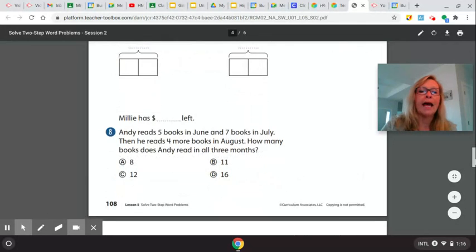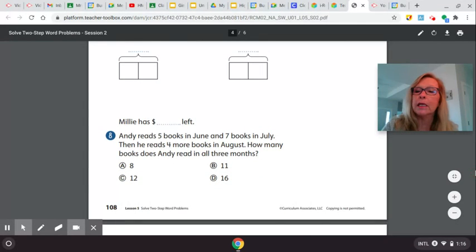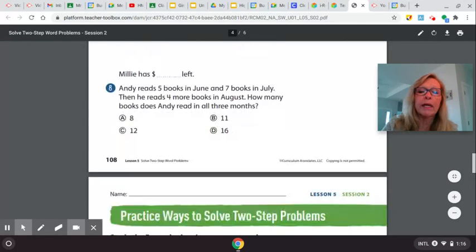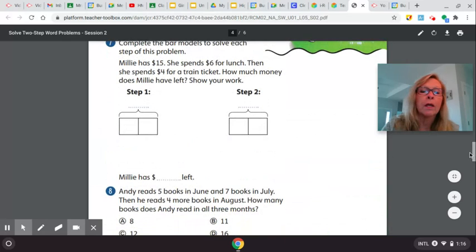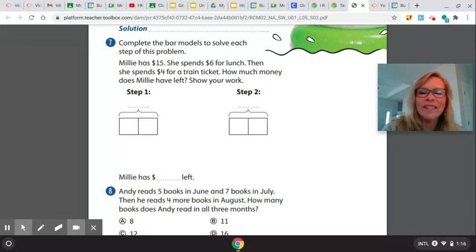Here's our last question, I believe. Maybe there's one more page. Nope, that's the work. So here's your question. Andy reads 5 books in June and 7 books in July. Then he reads 4 more books in August. How many books does he read in all 3 months? So are you taking anything away on this one? Doesn't sound like it. Sounds like you read 5 books, 7 books, and then 4 more books.